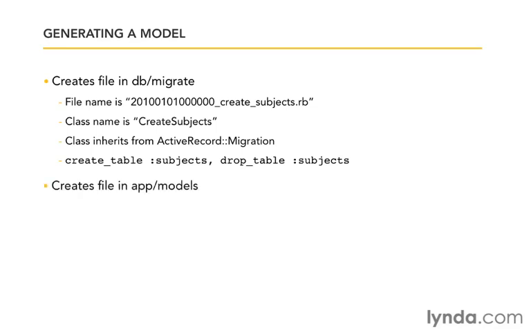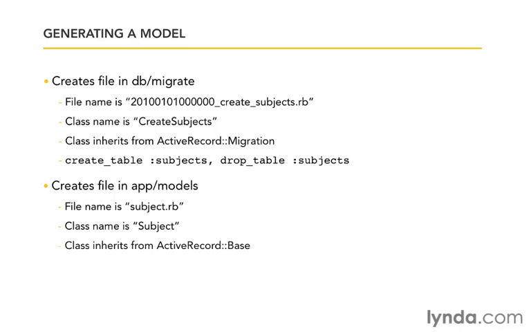At the same time as it does that, it also creates a file in app/models, which is called subject.rb, singular. If we open that up, there's a Ruby class in there called Subject, and Subject inherits from ActiveRecord::Base. So the reason that I wanted to run through the list of how things are named with you is because file names, class names, and table names are significant in Ruby on Rails. It's part of the convention over configuration.